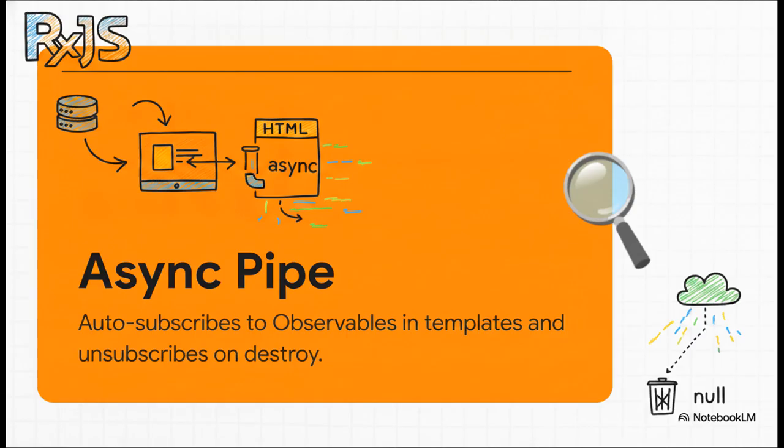Instead of manually subscribing in your component, you just drop the async pipe directly in your HTML template. It automatically subscribes, grabs the latest value, and most importantly, it auto-unsubscribes when the component is destroyed. We are talking zero memory leaks and zero manual teardown.